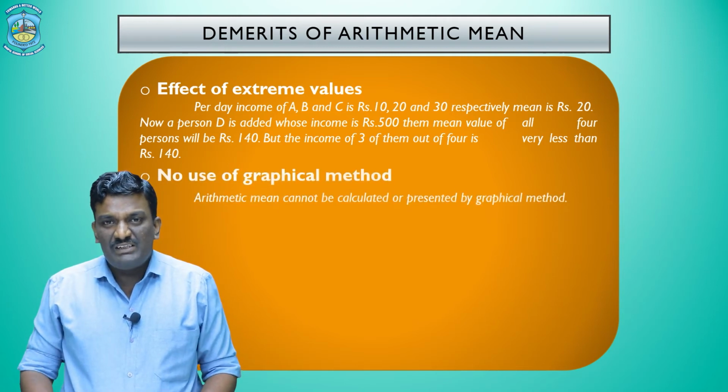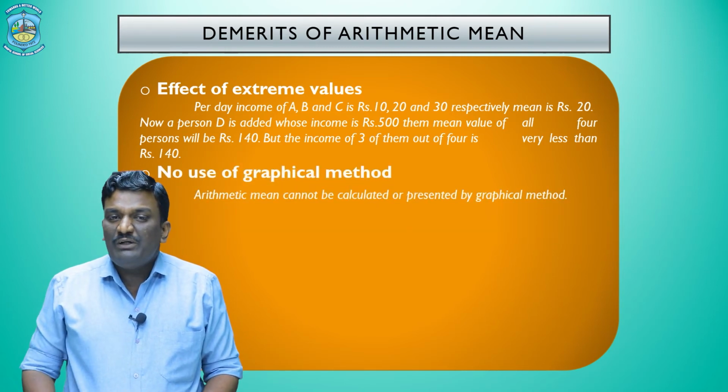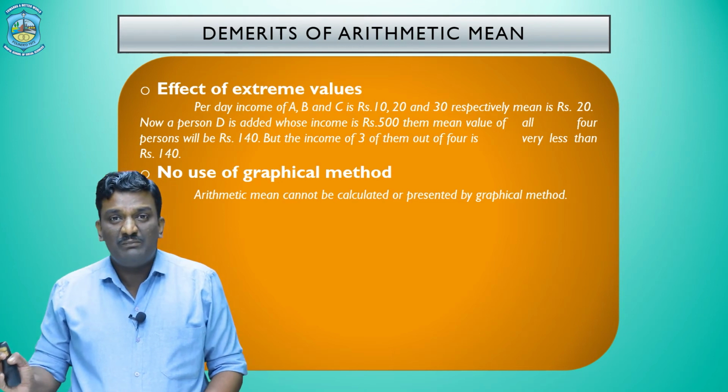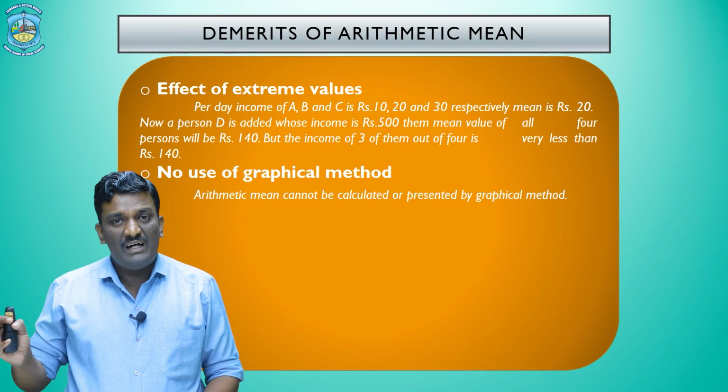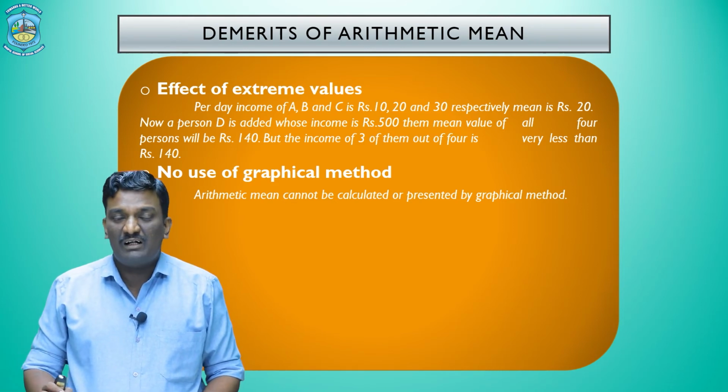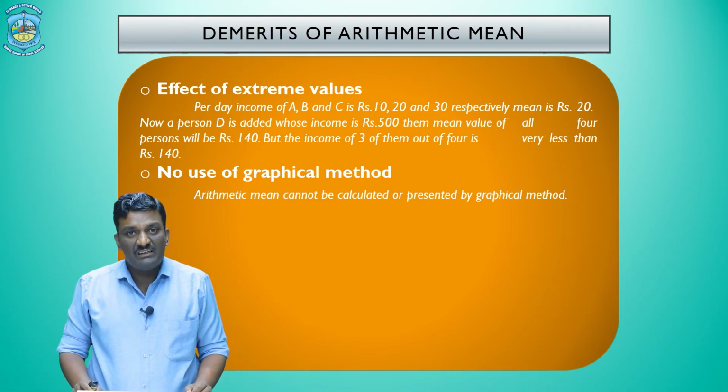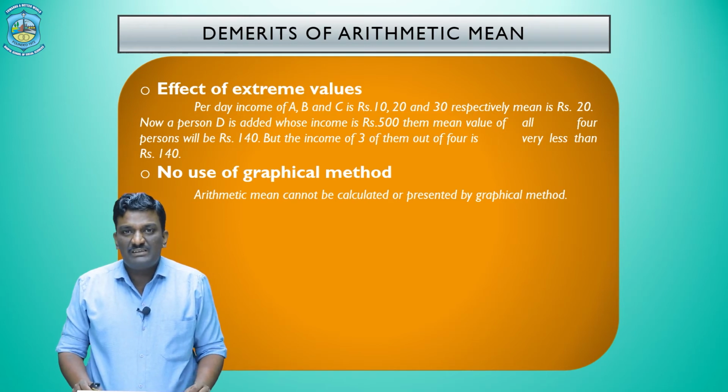The next disadvantage or demerit is that it cannot be used for any graphical method. Neither can we do any calculation nor can we have any representation through a graphical method. As we have discussed earlier, arithmetic mean considers each and every value and gives an equal weightage.